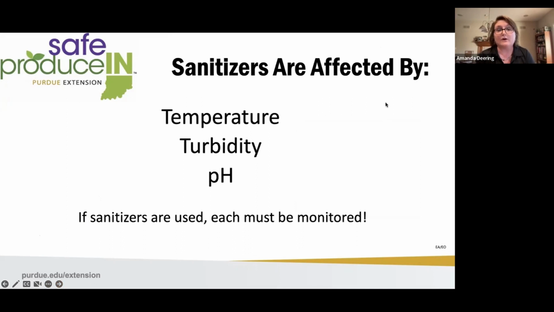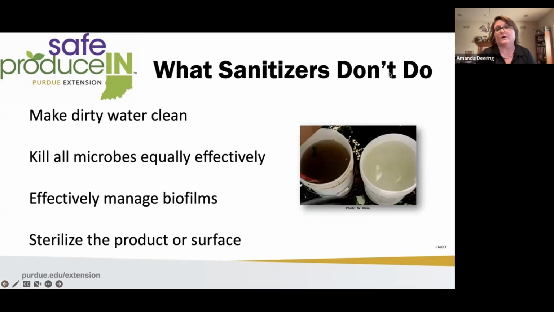Sanitizers are affected by the temperature of the water and turbidity. Temperature not always; some of them are, most of them really not. Turbidity just means how dirty it is. So if I want to put chlorine in my water, but I'm working with water that looks like this, forget it. All the killing capacity of that chlorine product will get used up by the organic matter in this water.